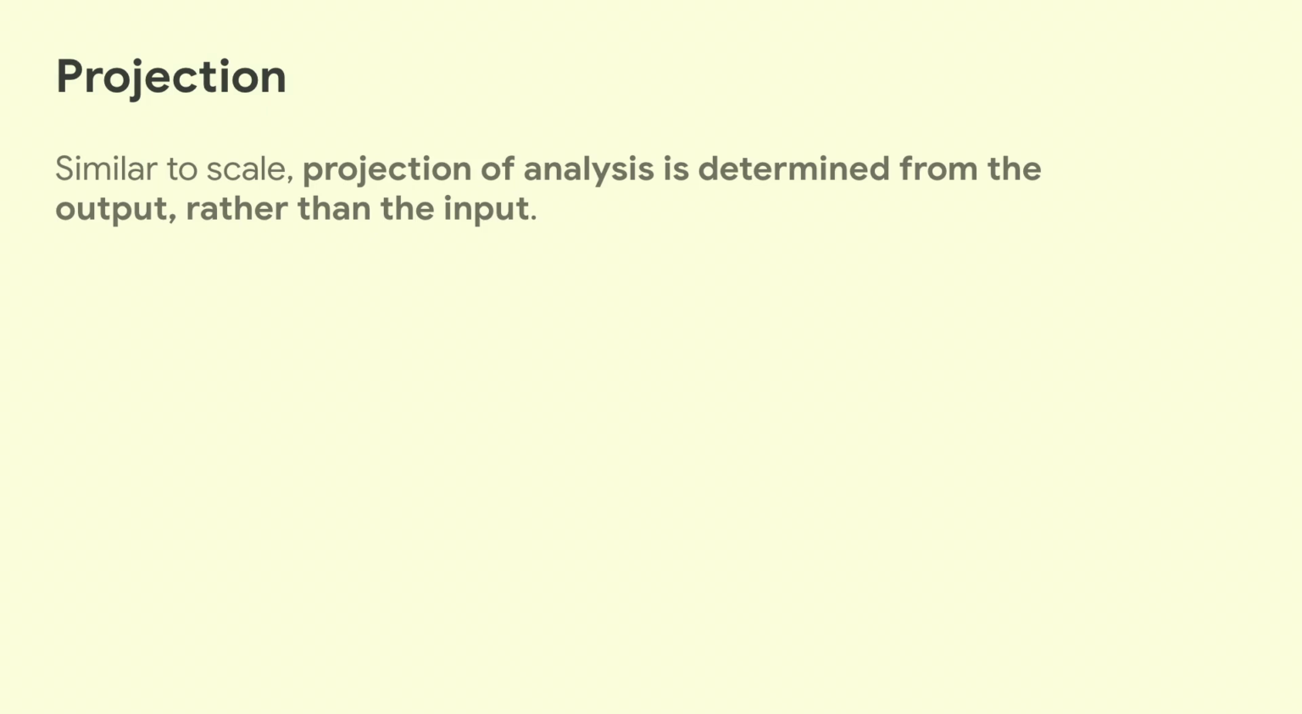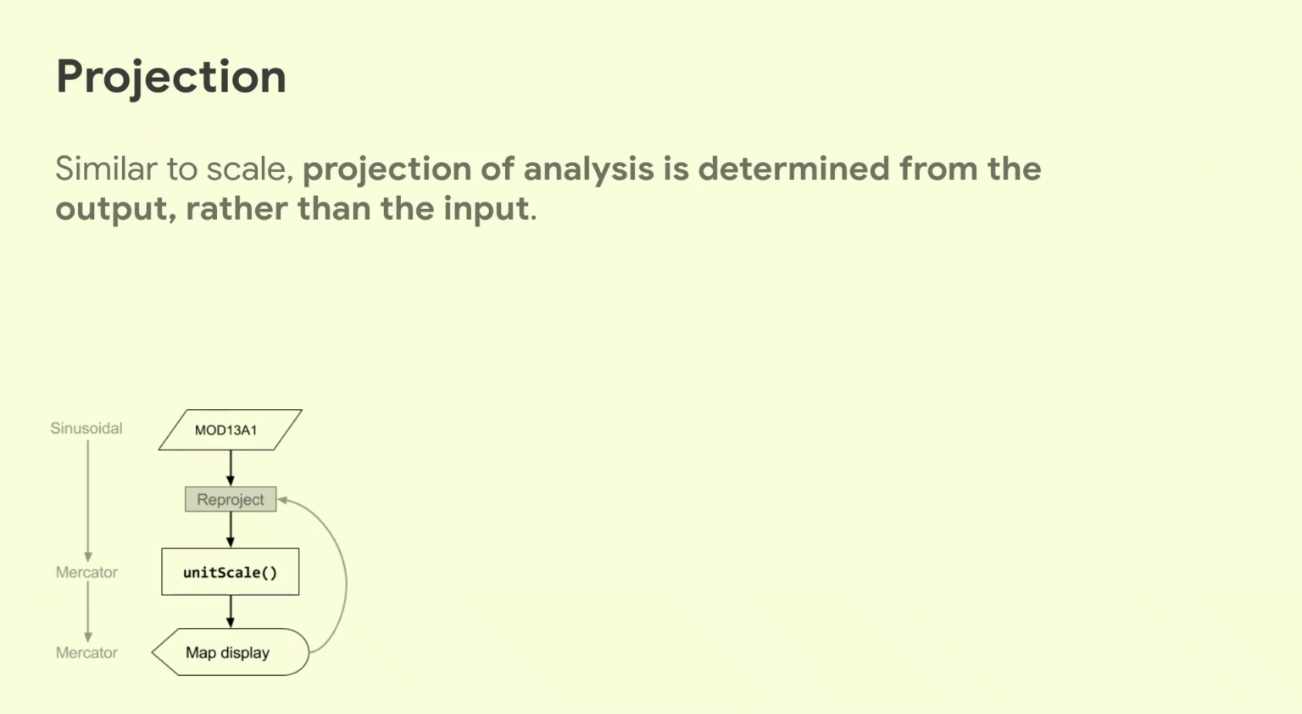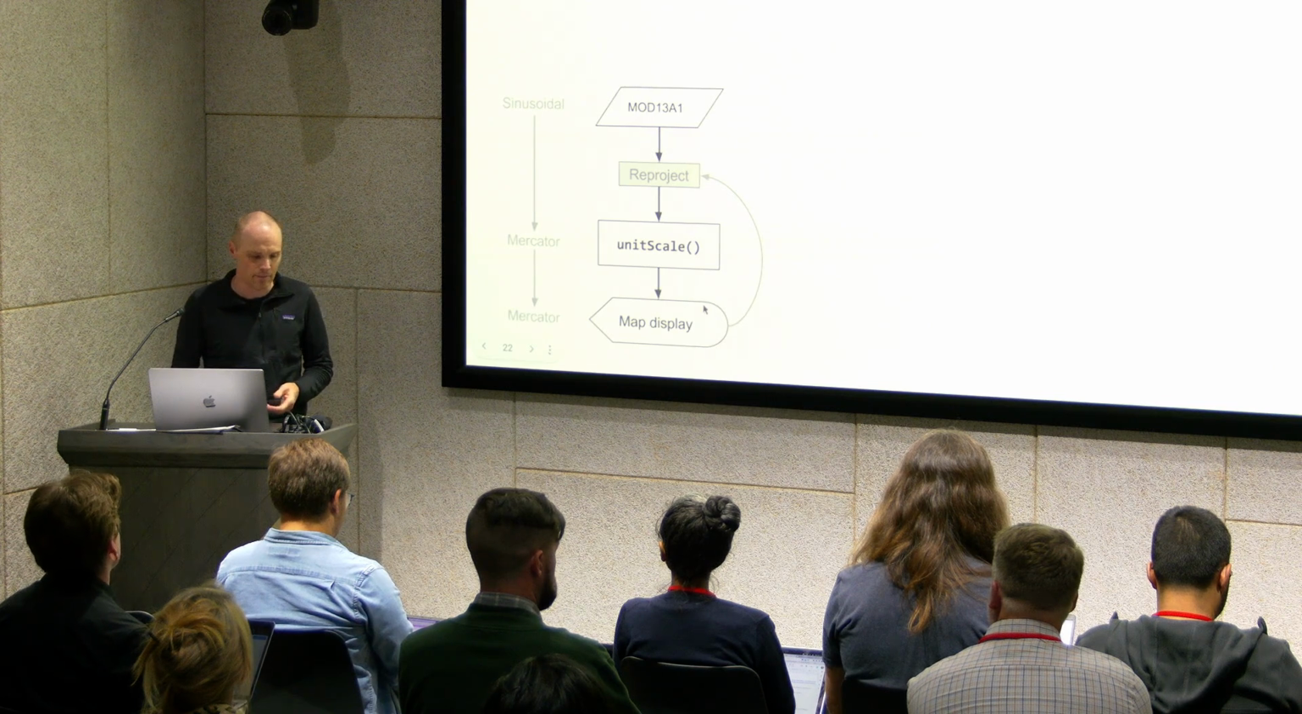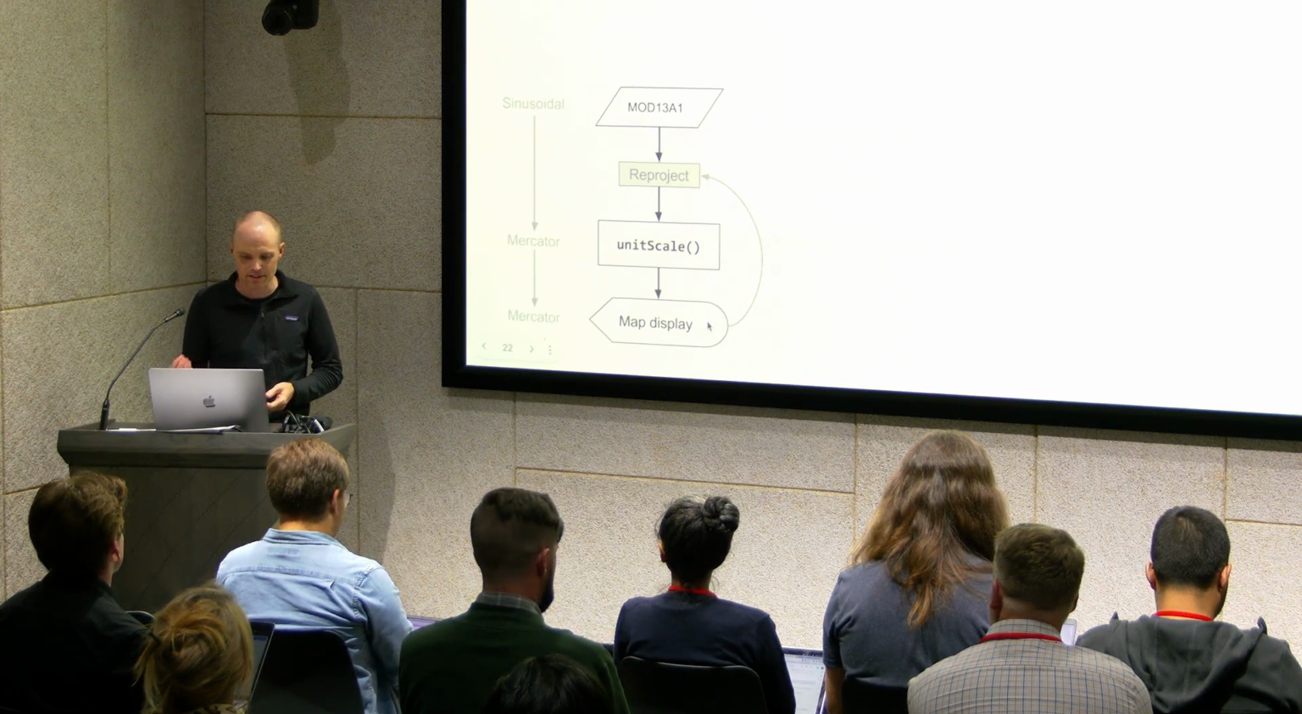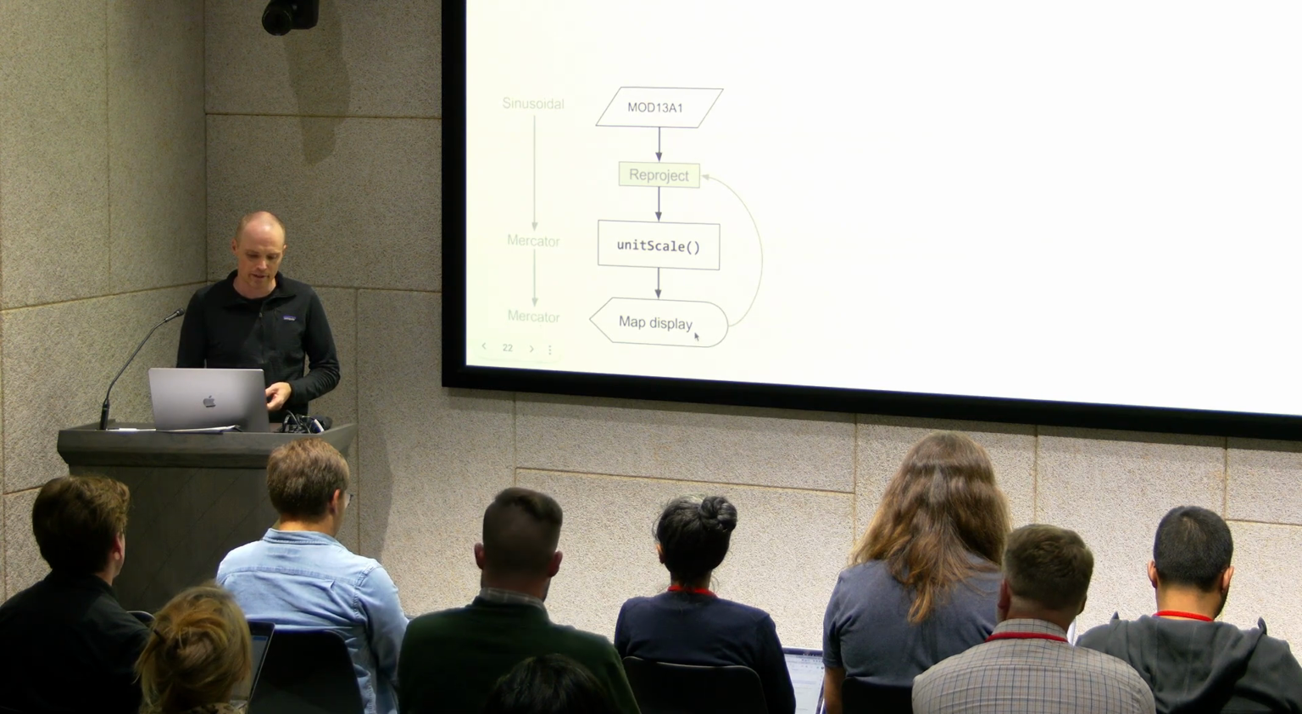But in Earth Engine, the result, what you want at the end, determines the projection. One example is when you're visualizing something in the code editor map, let's say a MODIS image, which has a funny sinusoidal projection. When you visualize it in the code editor, the map display is in Web Mercator, so there's always a reprojection that happens. The last thing that we want in this case is the map display. That's the output, and it is determining what the projection is.